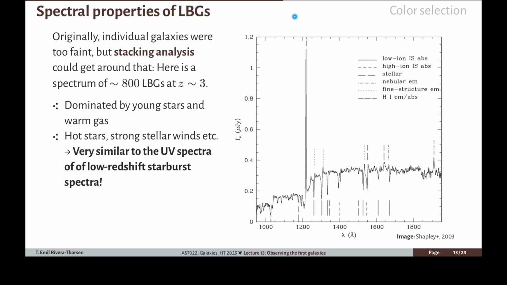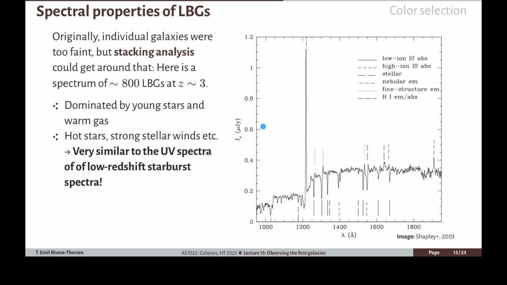But if you get spectra of hundreds or sometimes even thousands of these galaxies, and you correct them for their redshift, and then you just add them together, then you will be able to get a picture of what the average Lyman break galaxy looks like. You can't say much about an individual galaxy, but you can get a very good picture of what the average LBG looks like. And that's what we see in this plot out here. And so we can see that it is dominated by young stars and hot gas.